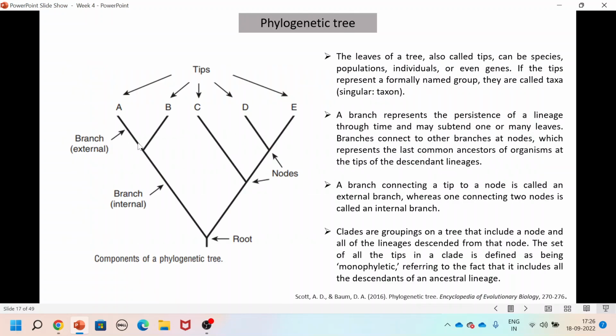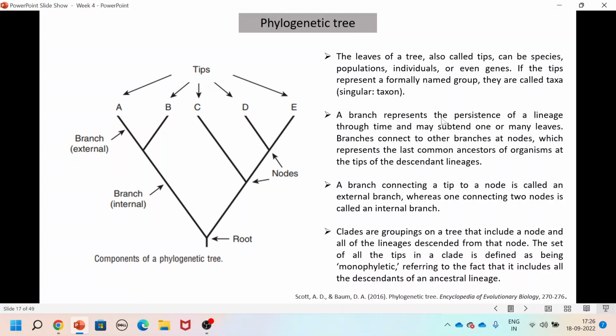A phylogenetic tree can be compared with a normal biological tree, which has a root, branches, nodes, and leaves. The leaves of a tree here are also called tips, and these tips represent various species, populations, individuals, or even genes, depending on what you are creating a phylogenetic tree for. If the tips represent a formally named group, they are called taxa. For example, vertebrates, invertebrates, or mammals are formally named groups, which are known as taxa.